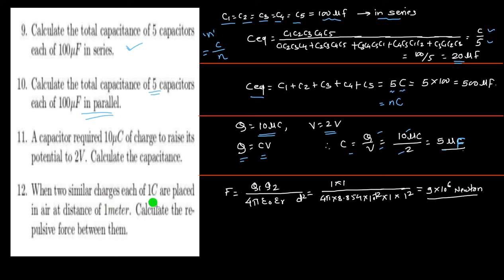Okay, so two similar charges of 1 coulomb are placed in air at a distance of 1 meter. The force is q1 q2 divided by 4 pi epsilon 0 epsilon r d square. The distance is 1 meter, the charge of each is 1 coulomb, so 1 into 1 over 4 pi into 8.854 into 10 raised to minus 12 into 1. Epsilon r is equal to 1 because it is in air, and the distance is 1 meter squared, so it is 1 square. So it comes to 9 into 10 raised to 9 newtons. So the force between these two charges is 9 into 10 raised to 9 newtons.